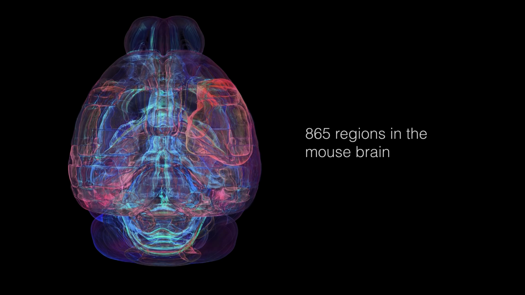Other extremes, when you have the mouse brain, here we talk about mouse brain, there are 865 regions in there. Can you represent them all at once? That was an example of illustration challenge, if you want. And Cycles, again, did a great job there.